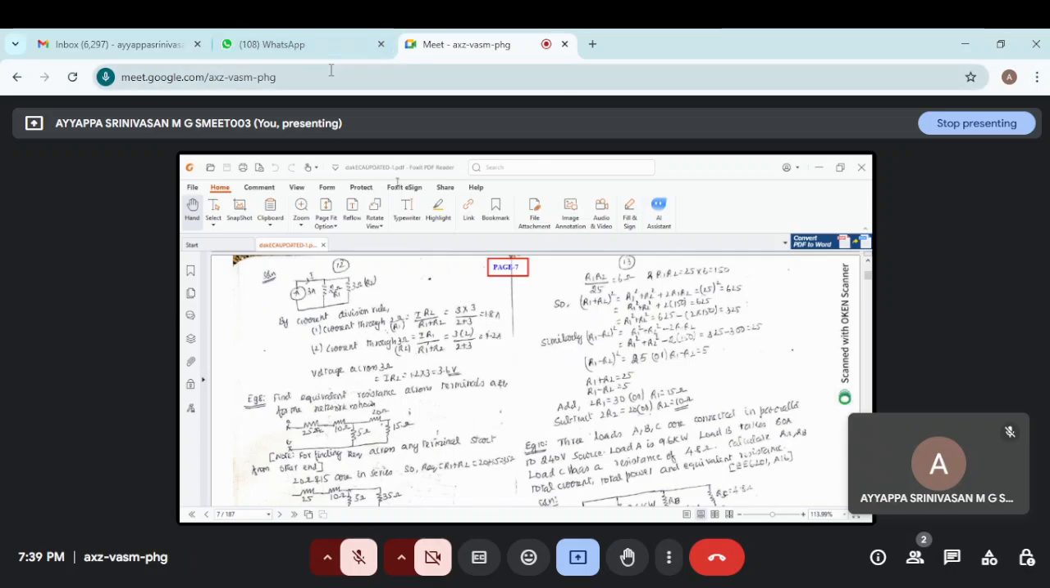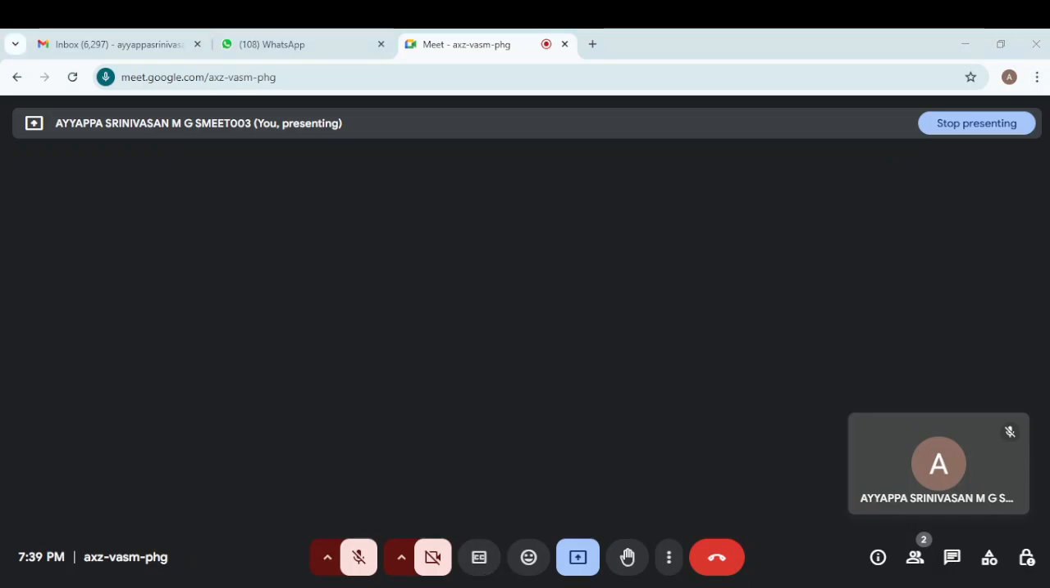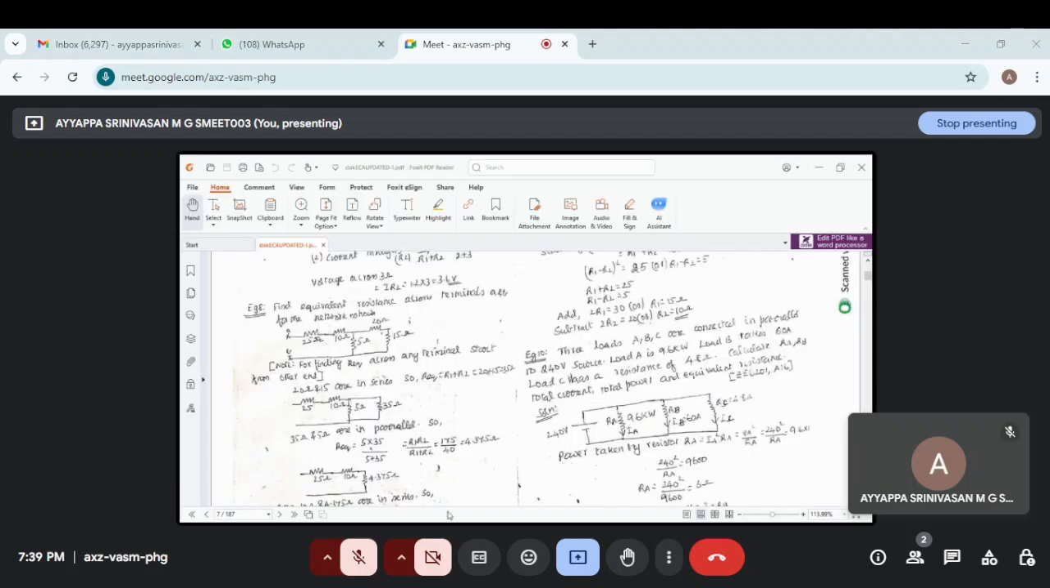Now let us consider another example. Find the equivalent resistance across the terminals A and B. Let us consider another problem. So here comes whether the resistances are in series or parallel.